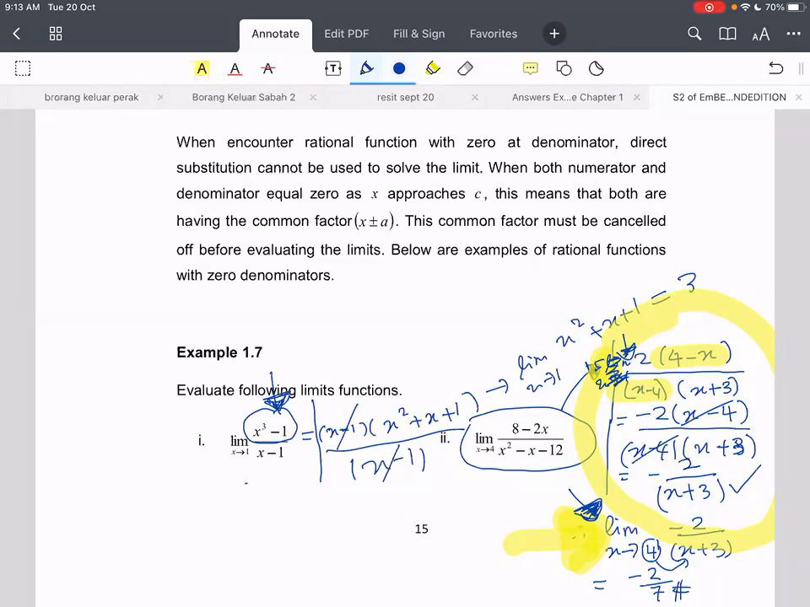That is the reason why I put this kind of, you solve this one, okay? This part you solve, you can ignore it, and then for the final solution you can put the limit. Okay? Boleh?